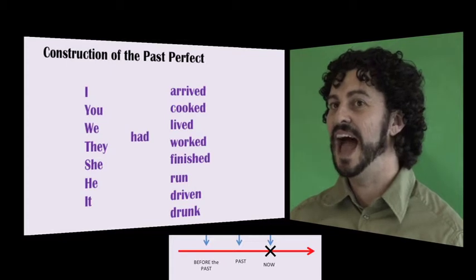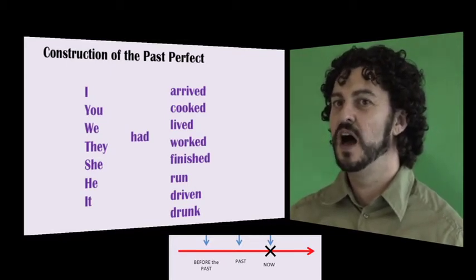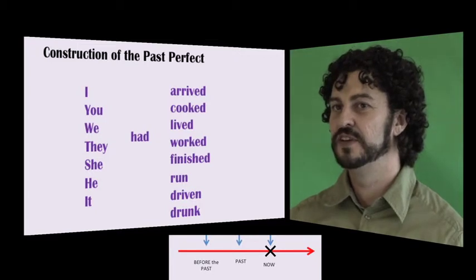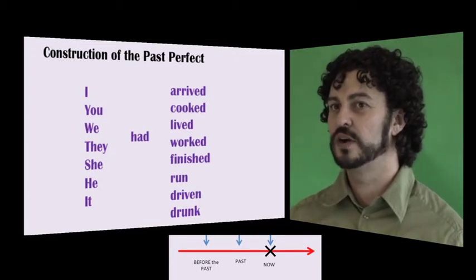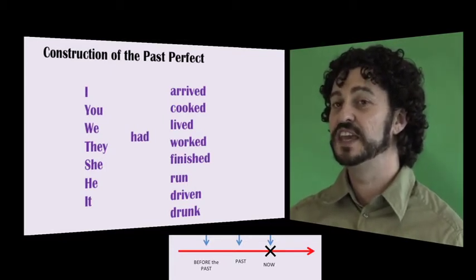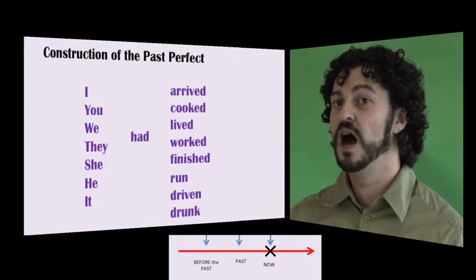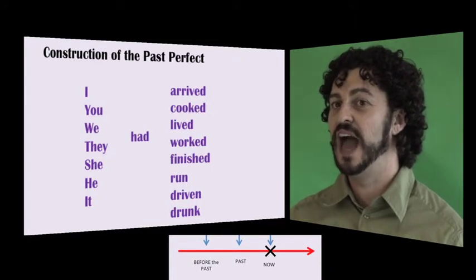So I had arrived. I had cooked. I had lived. I had worked. I had finished. We also have irregular verbs. They will also use the past participle. I had run. I had driven. I had drunk.